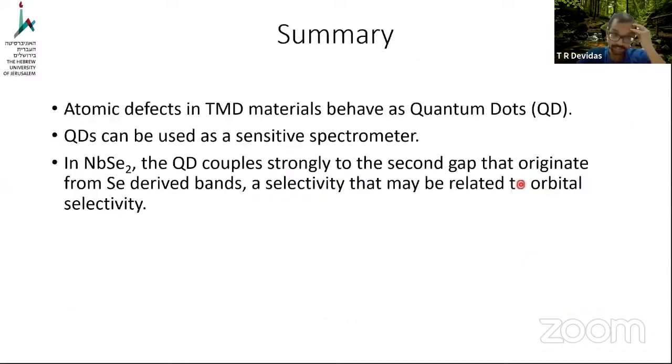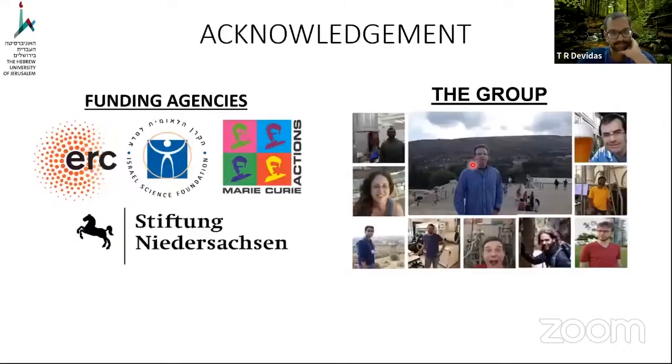So in summary, atomic defects in TMD materials can behave as quantum dots, and these quantum dots can be used as very sensitive spectrometers. And in NbSe2, the quantum dot couples strongly to the second gap that originates from selenium derived bands. The selectivity may be related to an orbital mechanism. Acknowledge the funding agency, and thank you again for the opportunity.